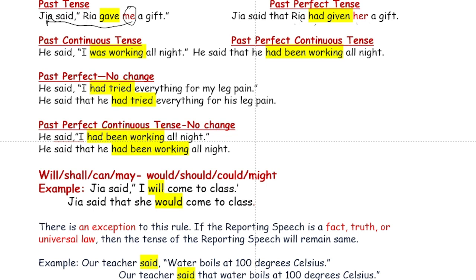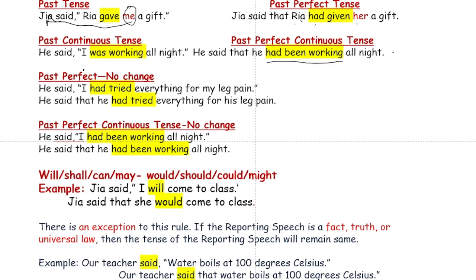So it will change into her. Jia said that Ria had given her a gift. Clear? Now, if it is written in past continuous tense, then it will change into past perfect continuous tense. He said, I was working all night. Clear? So he said that he had been working all night.